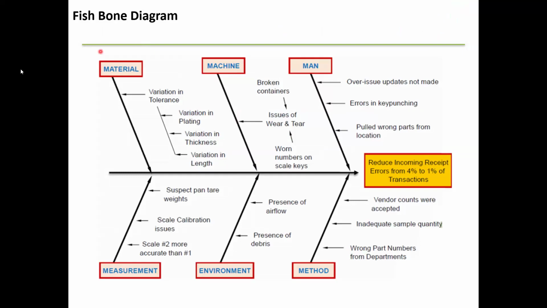Similarly, the Fishbone diagram is the starting point for any Six Sigma project. For the problem we have taken for improvement, we need to get the full list of all the possible root causes for the problem. For that, we do the Fishbone diagram.